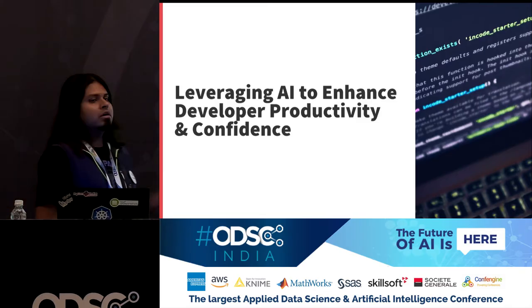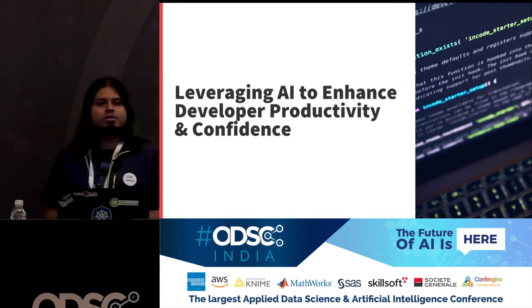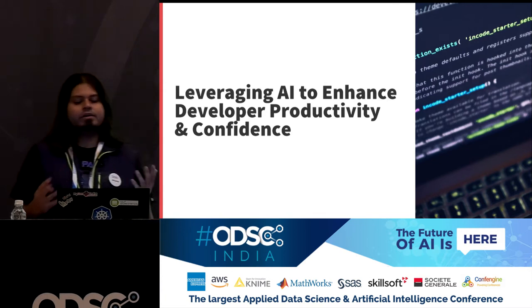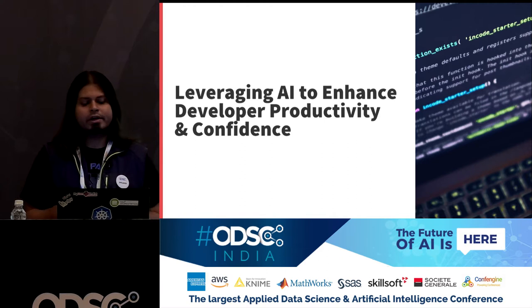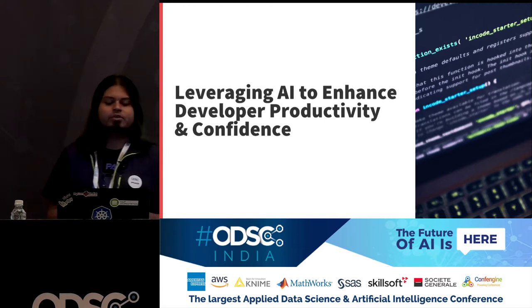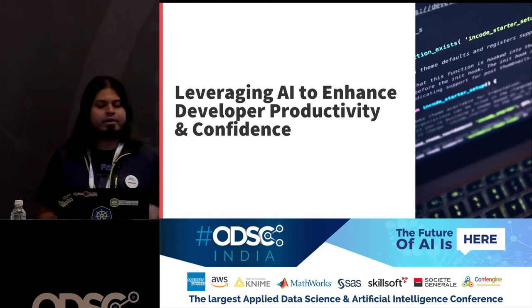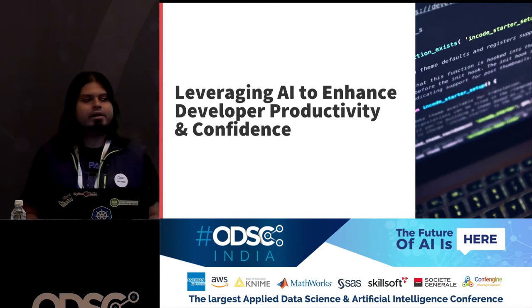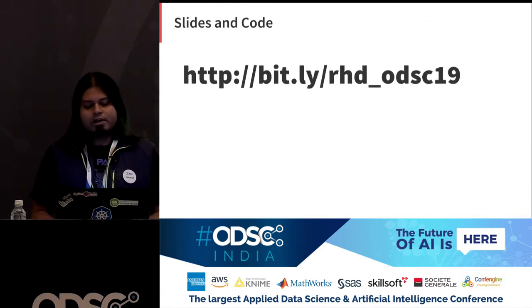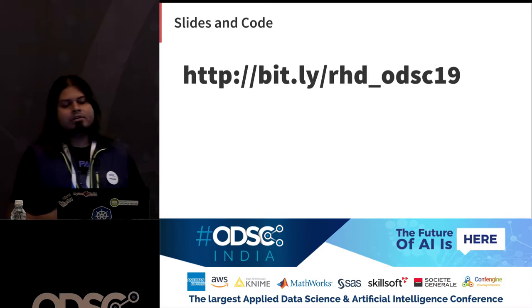So we are going to show some interesting use cases we are solving at Red Hat, and this is basically how we are leveraging AI, or rather deep learning, to enhance developer productivity and confidence, because that is one of our key themes or key goals. And slides and code are available. You can check it out on GitHub.